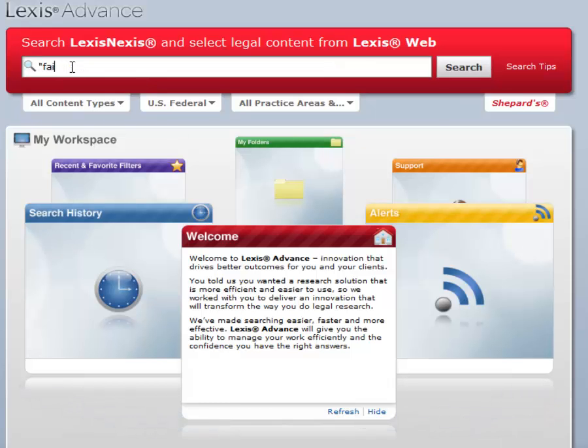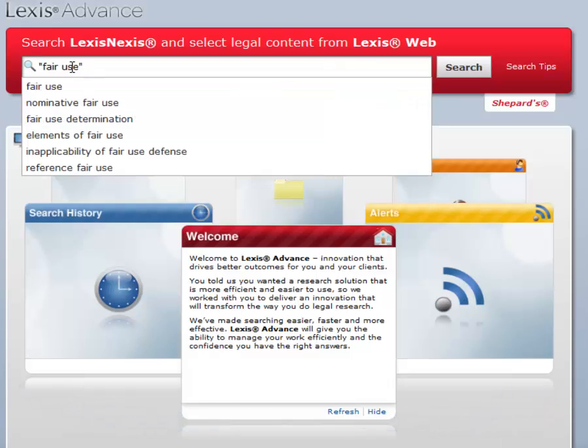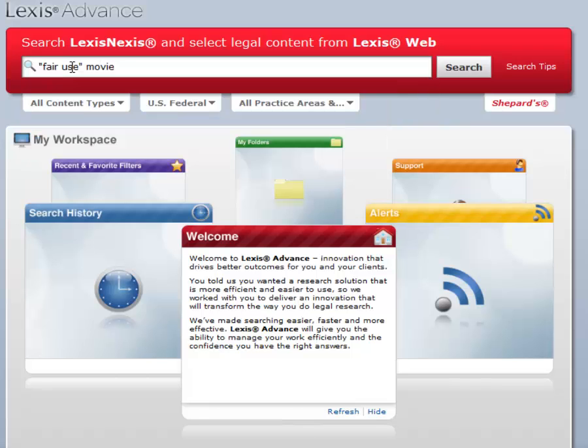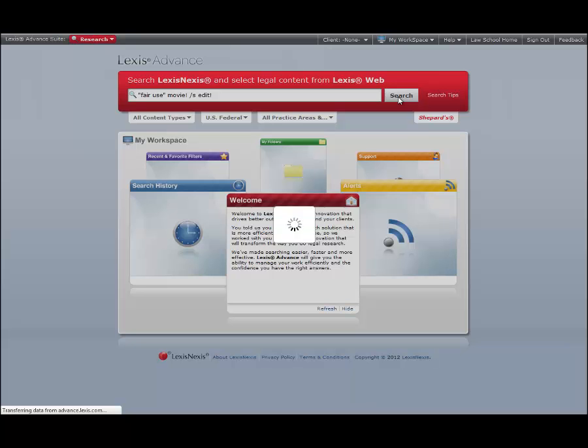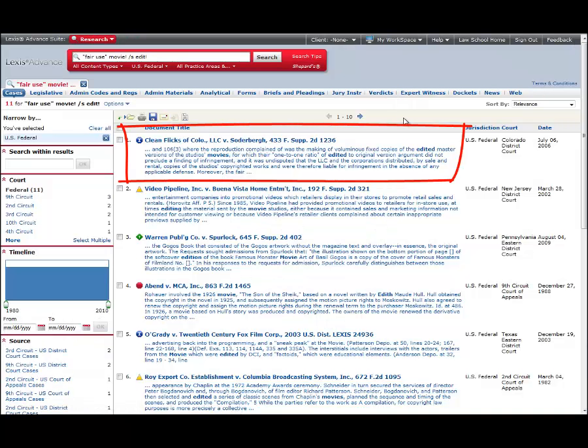Knowing what we know now, we can do a terms and connectors search for the phrase fair use and movie !/s edit !. The case we want is the first presented.